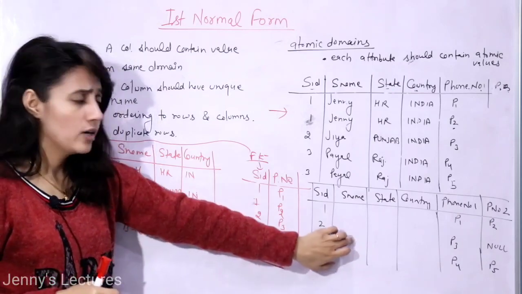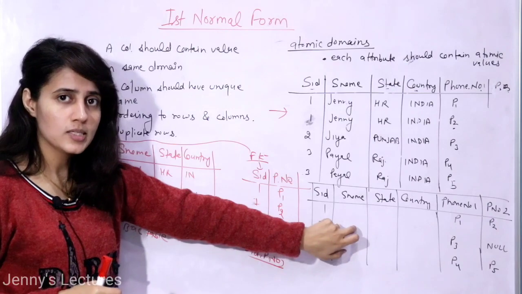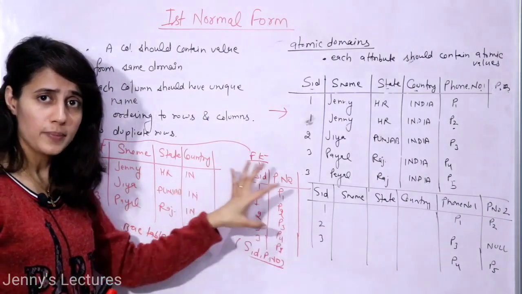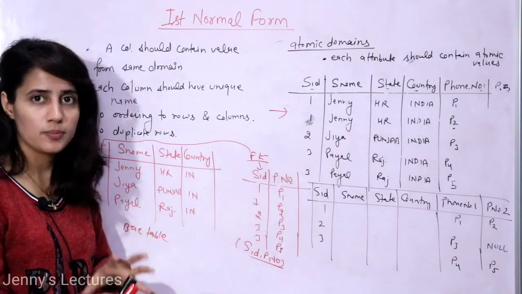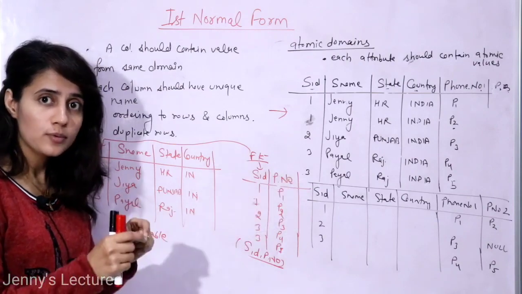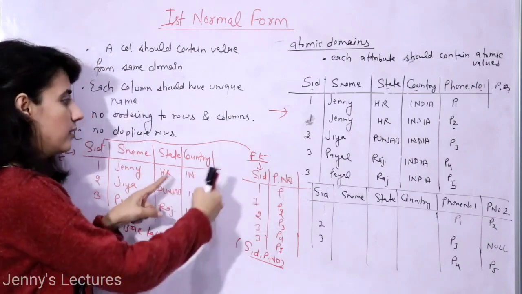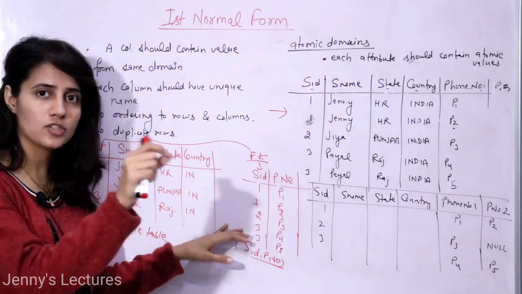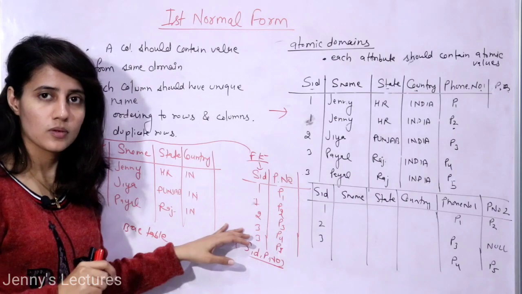So this is not a good idea to convert it like this. Here the best idea is to make a separate table for the multi-valued attribute, right? For composite attributes, make separate columns. Fine. This is the best idea to convert a relation into first normal form, right?